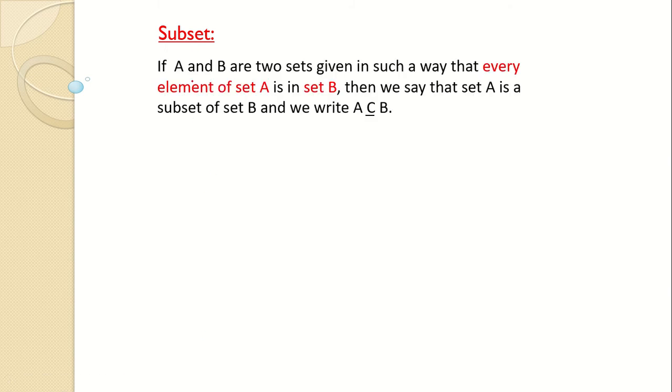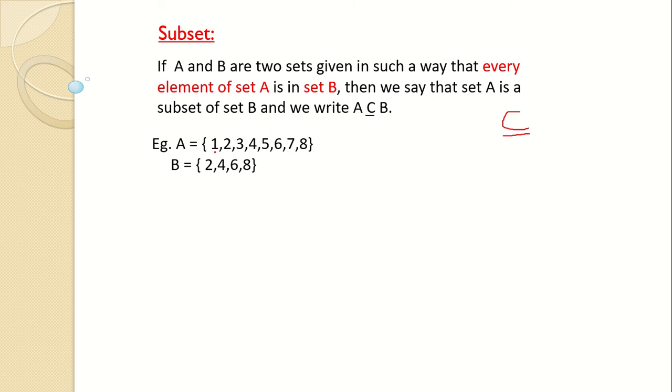So let's just see the definition of it. If A and B are two sets given in such a way that every element of set A is in set B, then we say that set A is a subset of B, and we write it as A is subset of B. This sign is the sign of a subset. Let's see one example, then it gets clear to you.